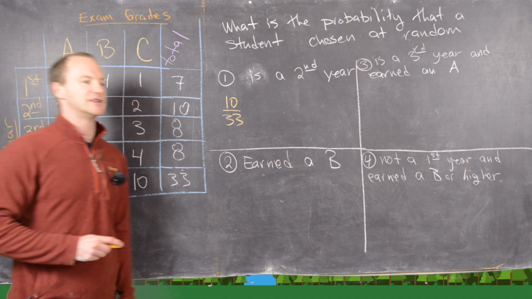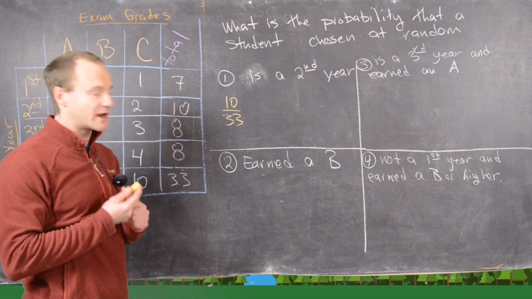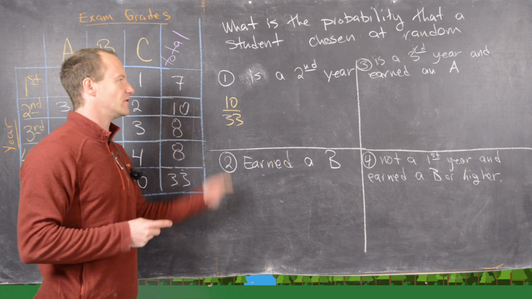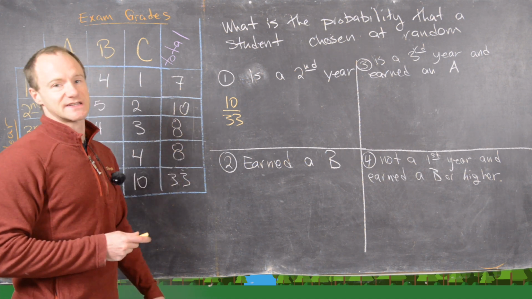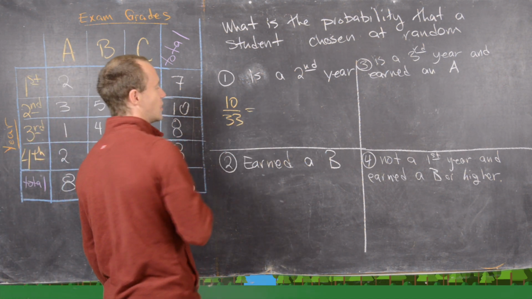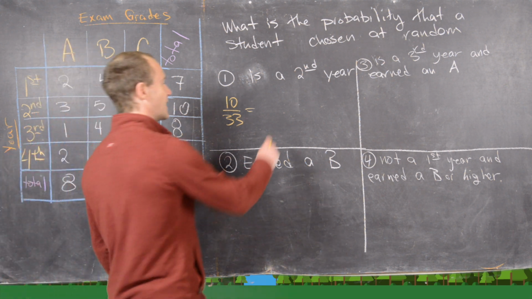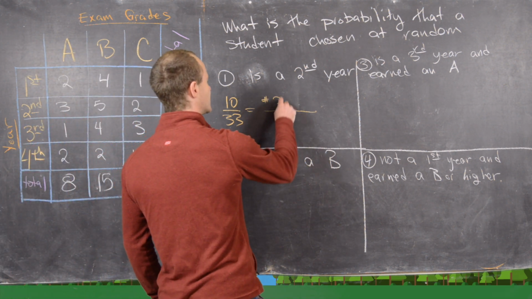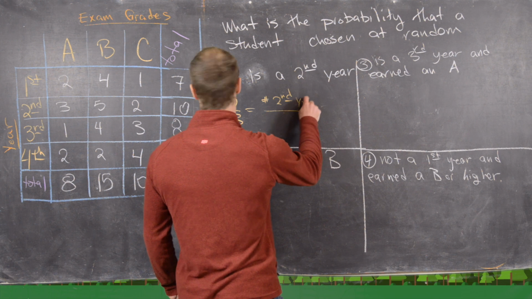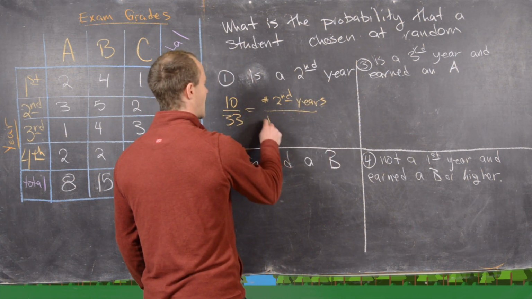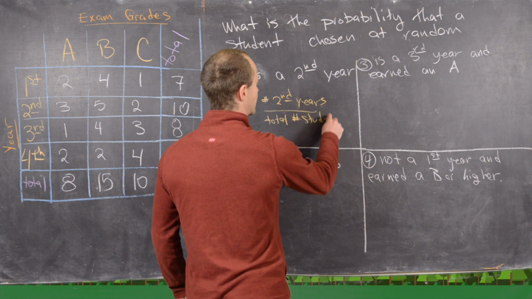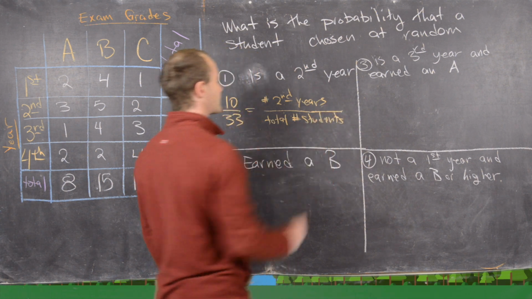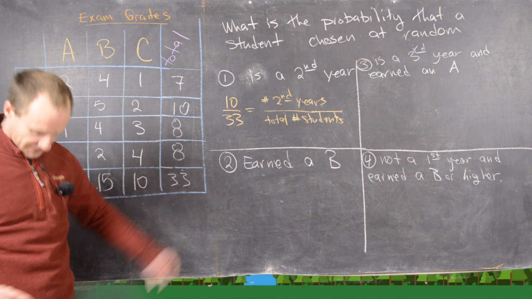And we could turn that into a decimal and a percent if we wanted to, but we don't really need to do that. And notice that we can't reduce this at all. Now let's just go ahead and put this into perspective. This is the number of second years divided by the total number of students. That's how we calculated this. Great.